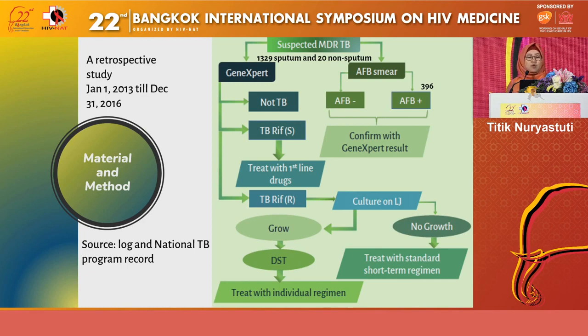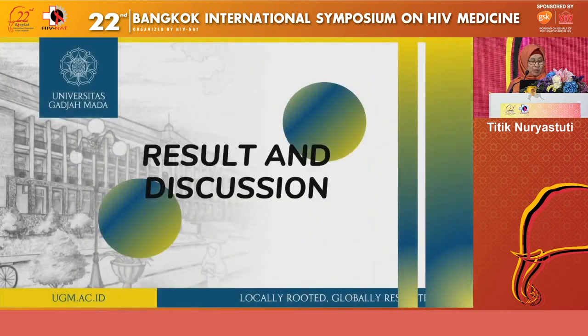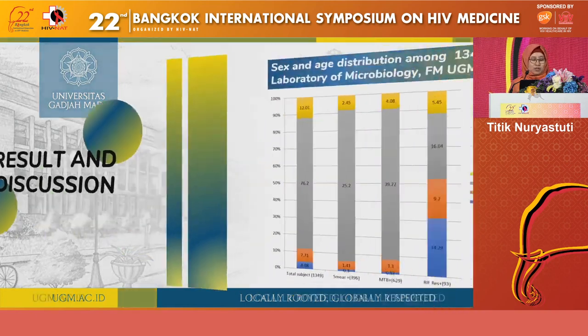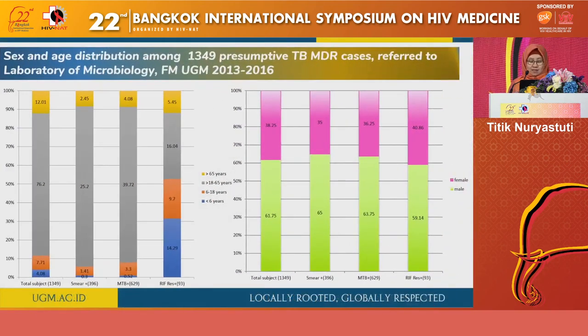All of them were tested by GeneXpert and AFB smear. After that, specimens showing rifampicin resistance were continued for culturing. In this study, we had about 93 rifampicin resistant positive specimens continued for culturing. After that, specimens that grew on the culture were continued for first-line drug susceptibility testing. And now we will proceed to the results and discussion.